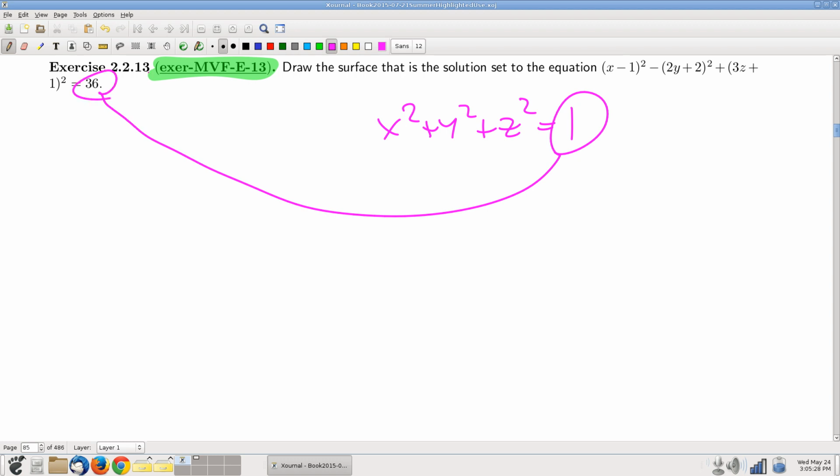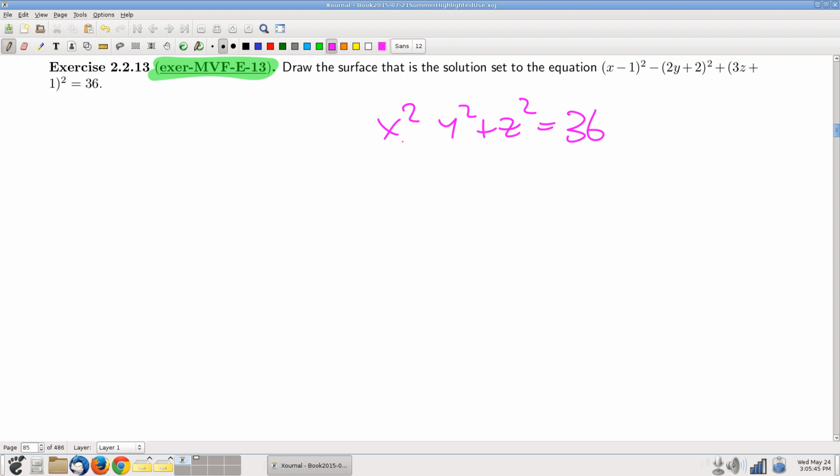Well, I'd start by saying you cannot say let's make the substitution 1 equals 36. But what you can do is just not start with the 1. You can just start with 36. And also the thing is it's minus 2y plus 2. I'm sorry, minus. Okay, my mistake.